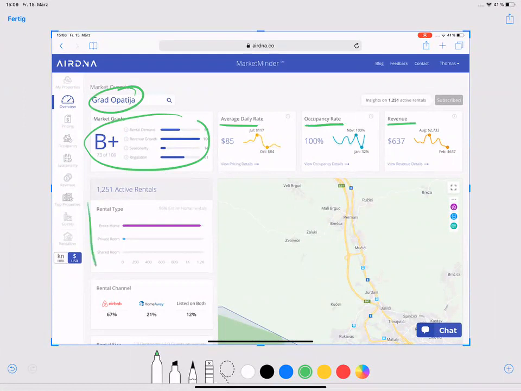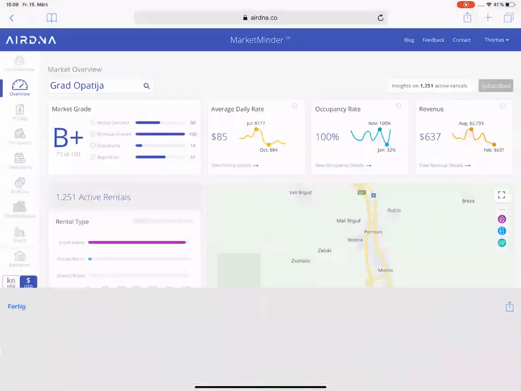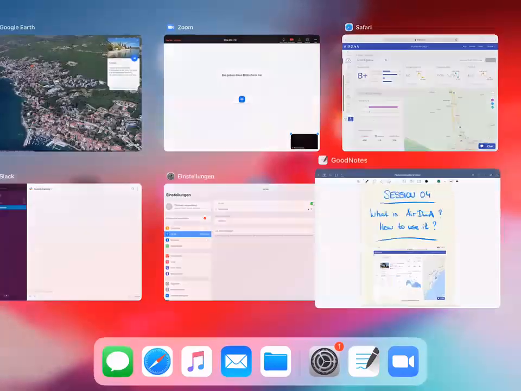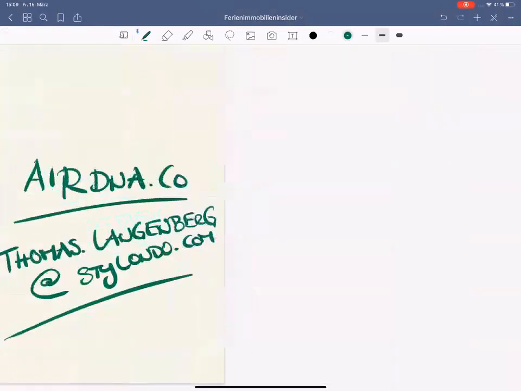Then you can see what the rental type is on average, meaning whether these are entire homes, private rooms, or shared rooms that are being rented out, and where the bookings come from in this area. So why is that important to you? First of all, let me show that to you.